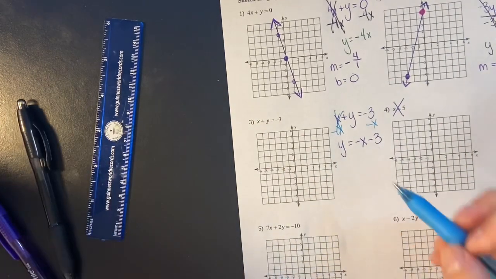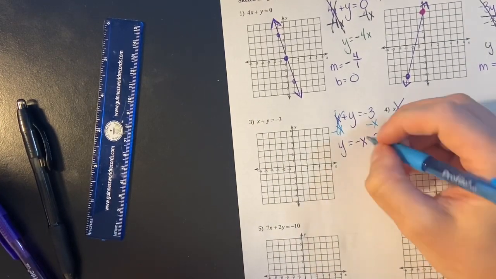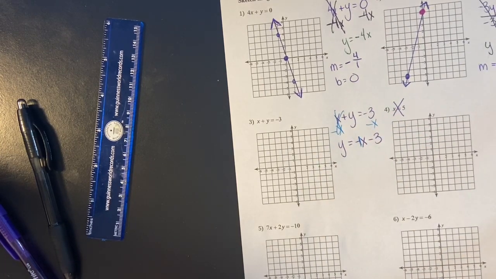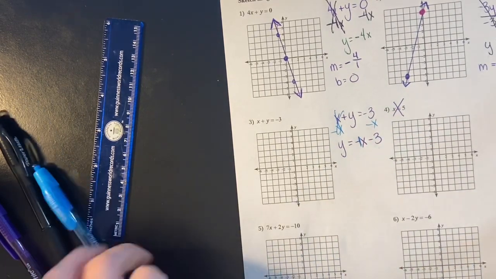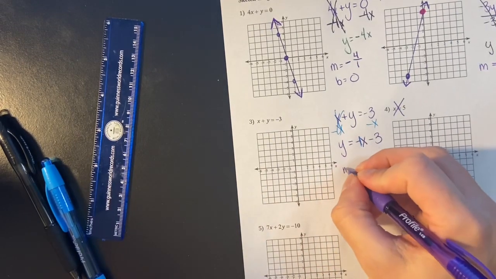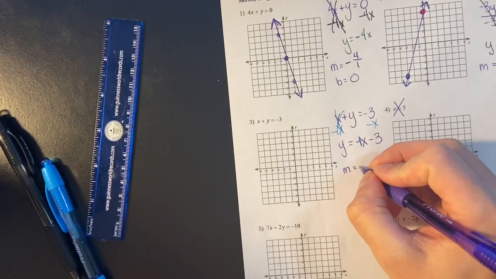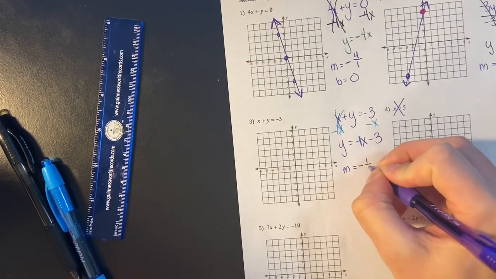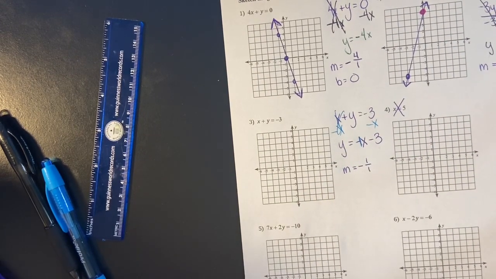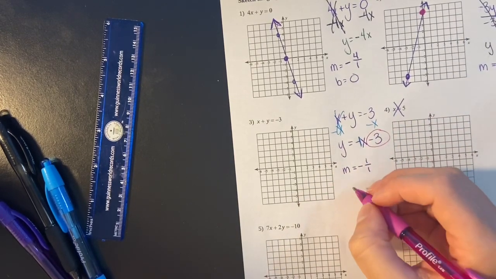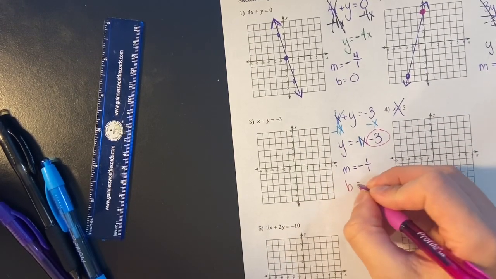Now, where is my number in front of x? Well, it's invisible. Invisible negative 1. So my slope is negative 1. But since slope is rise over run, I'm going to write out negative 1 over 1. My y-intercept, when y is all by itself, is the negative 3 that's just floating around. So b equals negative 3.